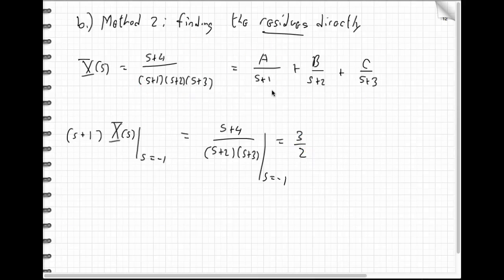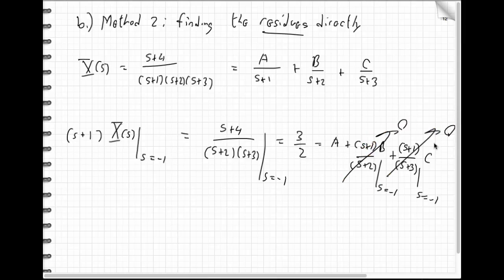Now I'm going to do it over here. If I multiply this whole side by s plus 1, I get A plus s plus 1 times B over s plus 2, plus s plus 1 over s plus 3 times C. Now look at this trick. Remember, we are evaluating at minus 1. So guess what happens to these two terms? Minus 1 plus 1 is 0, so they go away. That's the beauty of it, and what you get left with is A, and 3 halves, and we're done. So that was A.